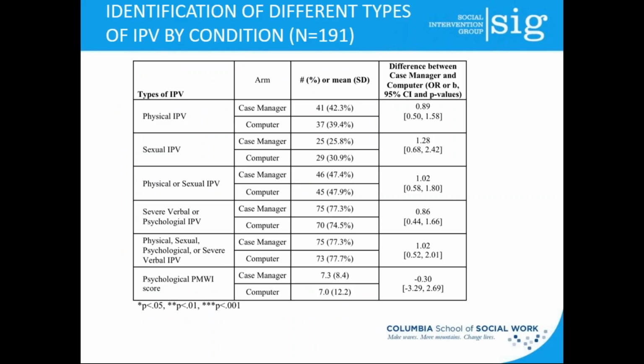So what we found, in terms of our first outcome, is what was more effective in identifying different types of IPV condition. If you look down to the third row, any physical or sexual IPV, almost identical in both conditions, 47% for both. And if you look at the second to last row, if we looked at any physical, sexual, psychological, or severe verbal IPV, all types of IPV, it was 77% for both conditions.